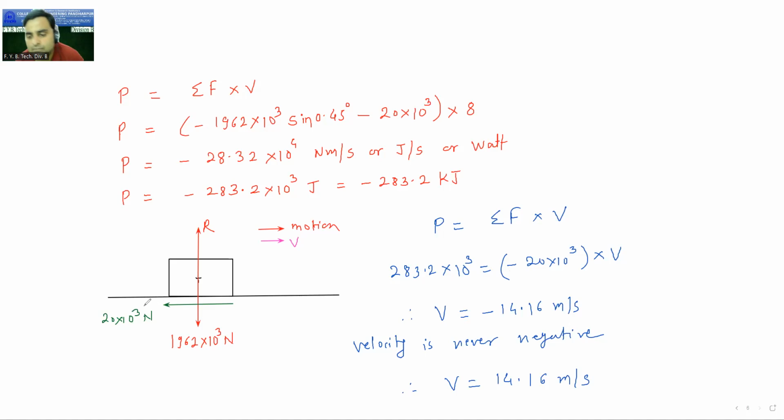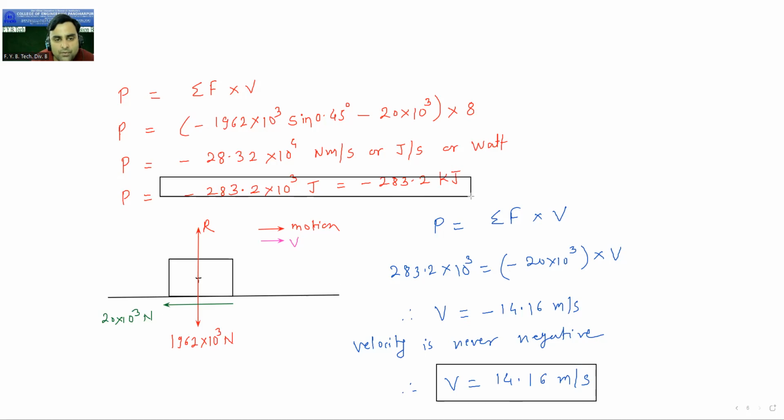Okay. So this is the answer, velocity. So we have calculated both power and velocity. Okay. This is the answer for velocity. And this is the answer for power.